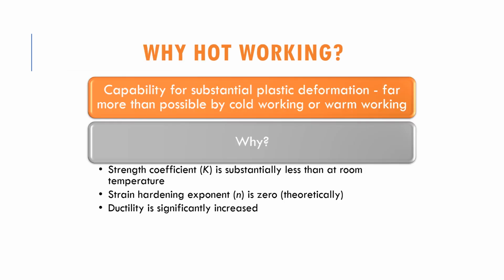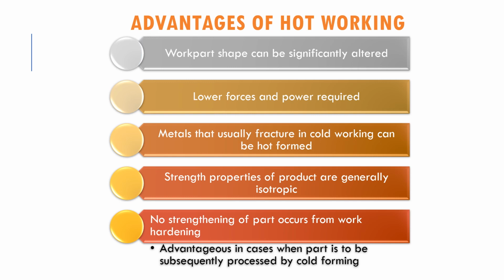So why do manufacturers go for hot working? Why is hot working selected by most manufacturers? Because of the capability for substantial plastic deformation, so you can create a lot of intricate geometries. You can create a lot of products, and you can also use many types of materials. When the strength coefficient K is substantially less than at room temperature, the strain hardening exponent will become zero. So the ductility will significantly increase, and therefore you can do the metal forming on the material smoothly.